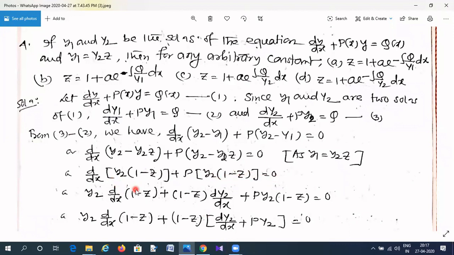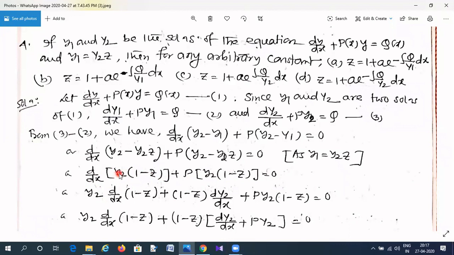So now look at this term, d/dx of y2 into (1 minus z). y2 is a function of x, z is also a function of x. So this term is a term like u into v. We are considering y2 as u and 1 minus z as v.